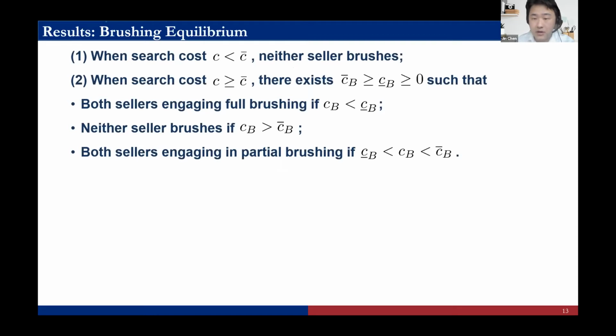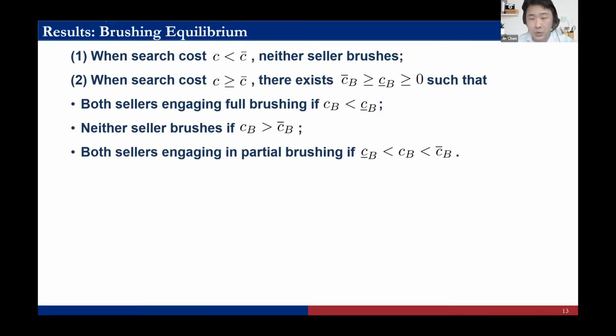Based on our model, when the search cost is low, neither seller will fake orders, regardless of how inexpensive brushing is. This is because under such low search frictions, the consumers are immune to the ranking effect. They can always search both products and find out their favorite one. And hence, manipulating the ranking through faking orders would be futile for the sellers.